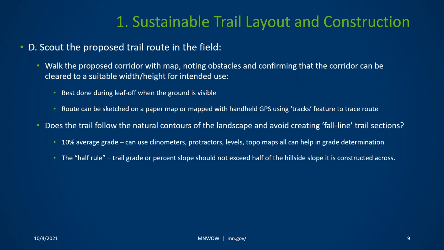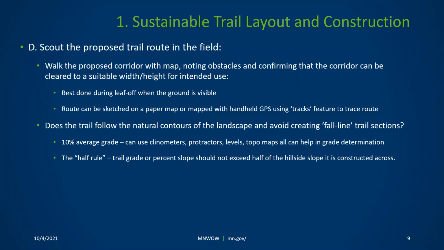There's also something called the half rule that you should pay attention to, and that's that a trail grade typically shouldn't exceed half of the slope of the hillside it's on. So if you've got a 50% slope, you shouldn't have stretches in your trail that exceed 25%. So that's just a rule of thumb. It's not hard and fast.